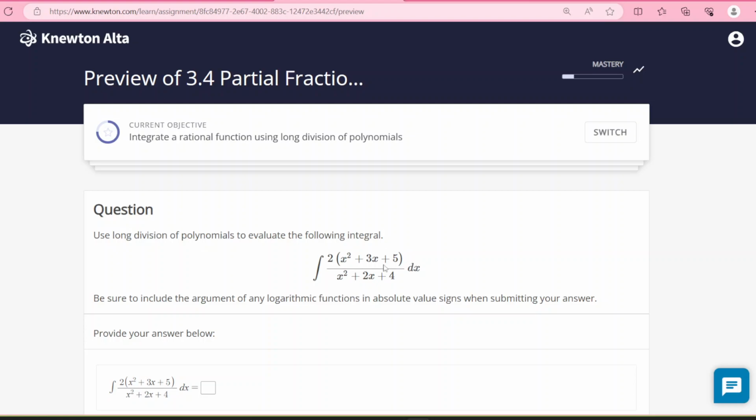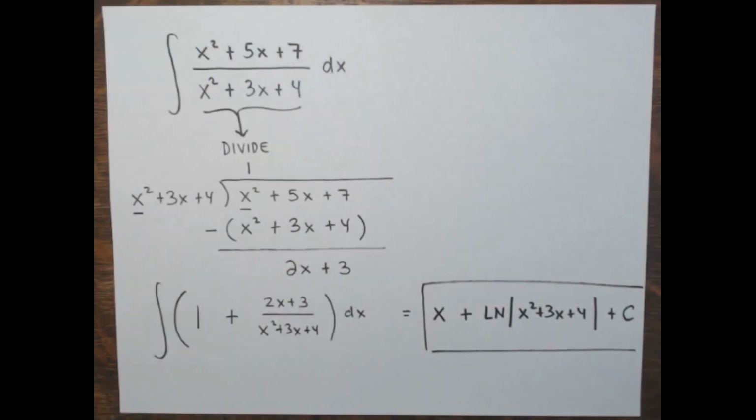Okay, so once again, I have an improper fraction. Degree 2 over degree 2, right? The degree of the numerator is not smaller than the degree of the denominator, so it's improper. So I'm going to distribute the 2 here. I mean, I guess you could also pull the 2 out. But yeah, I'm going to distribute the 2 and do division, and then maybe I'll pull a 2 out later. We'll see. So I'll write this out.